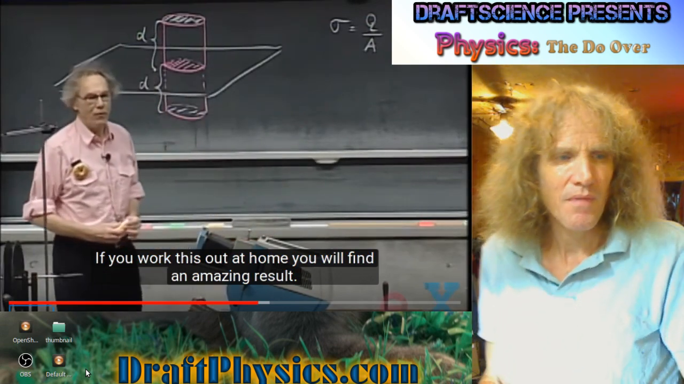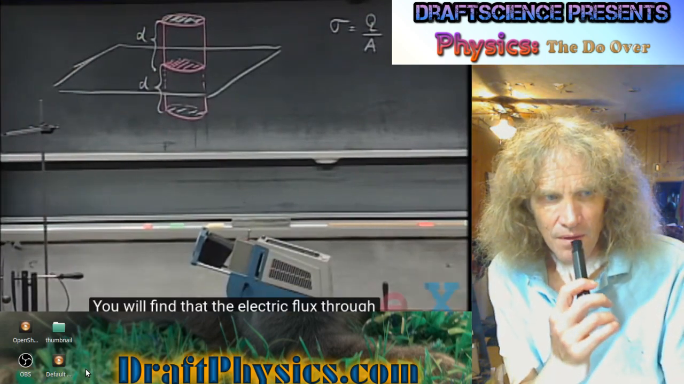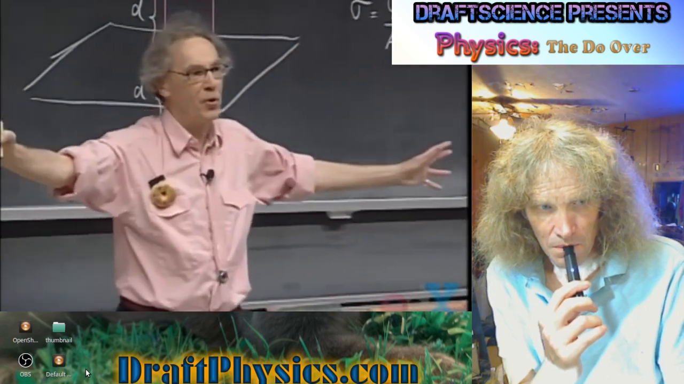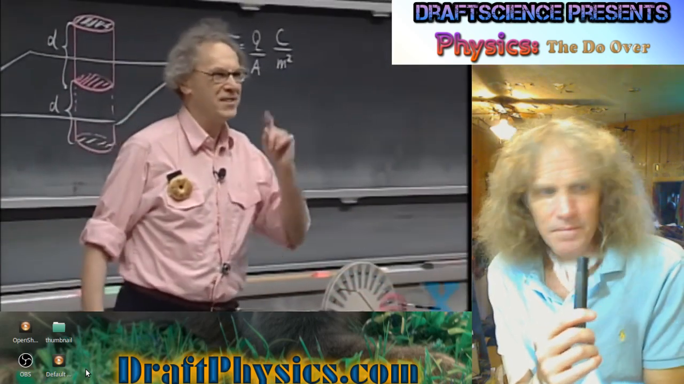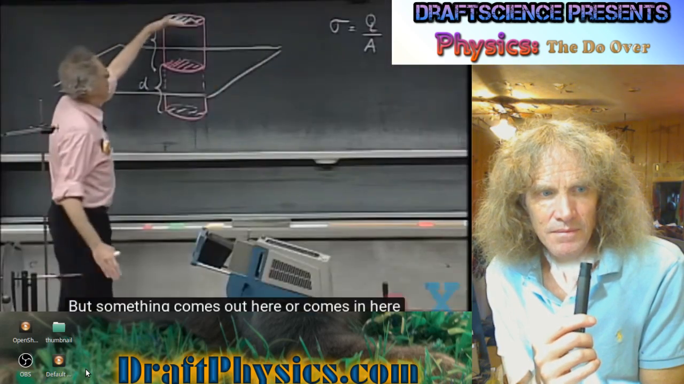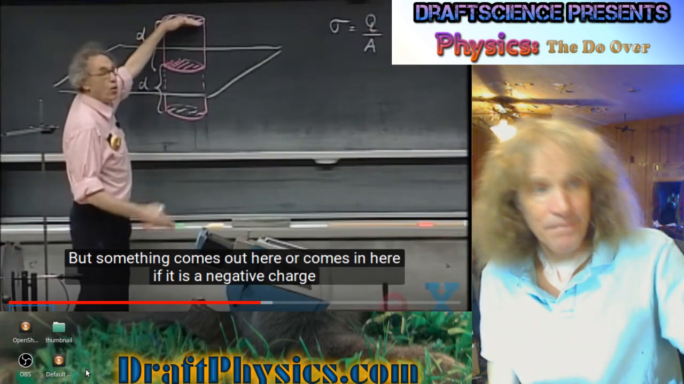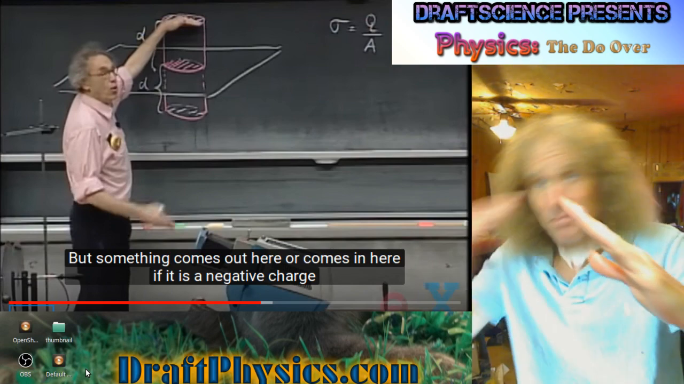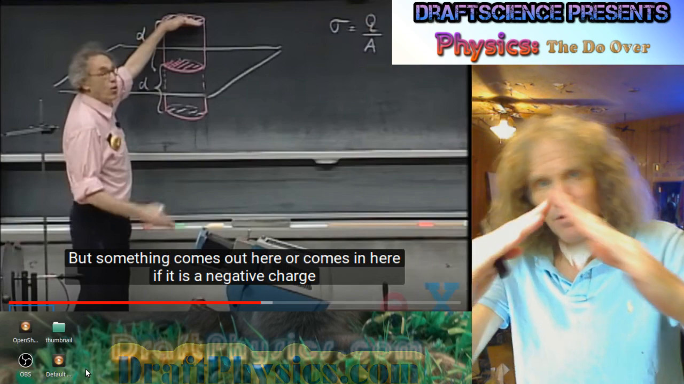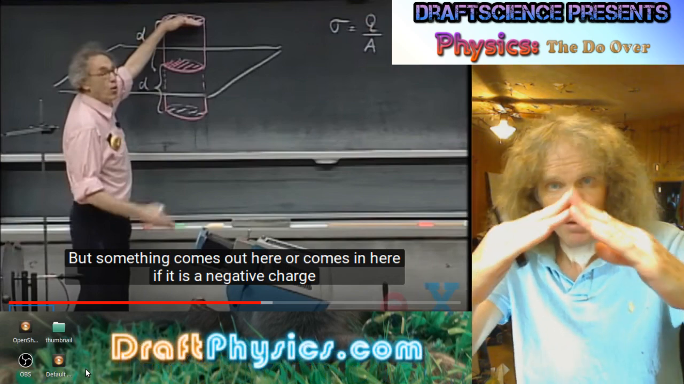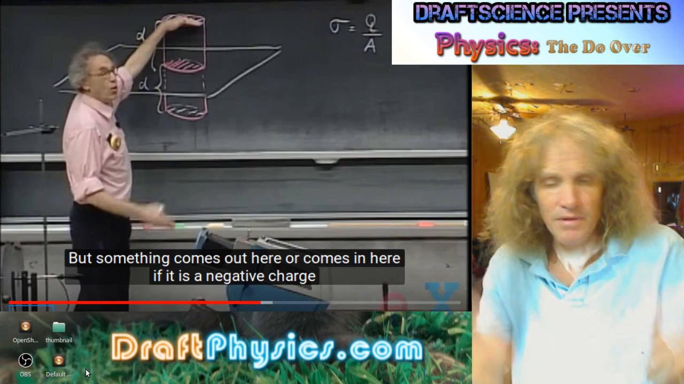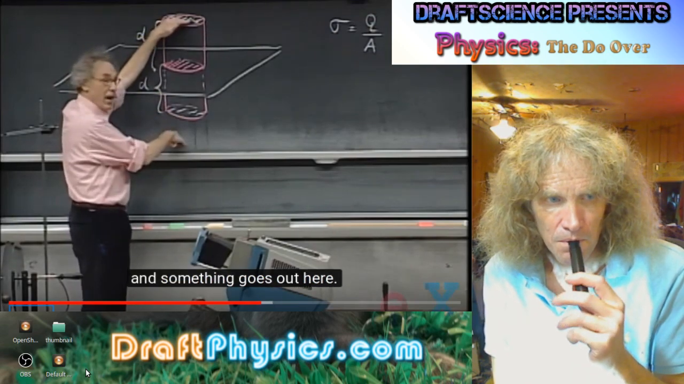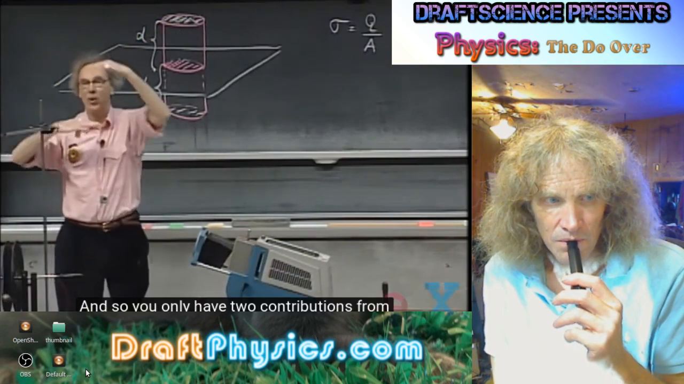At home, you will find an amazing result. You will find that the electric flux through these vertical walls is zero. Nothing comes out through the vertical walls. Think about it, why that is. Your symmetry arguments. But something comes out here. So he's just meaning that everything that goes into one of the sides of the wall, there's a reciprocal one coming this way. So every single one is met by somebody else pushing the other way. So the walls can't be moved. Or it comes in here if it is a negative charge, and something goes out here. And so you only have two contributions from those two end plates.